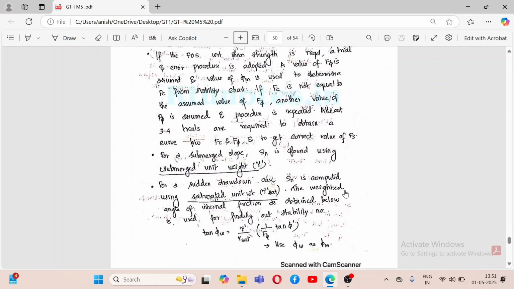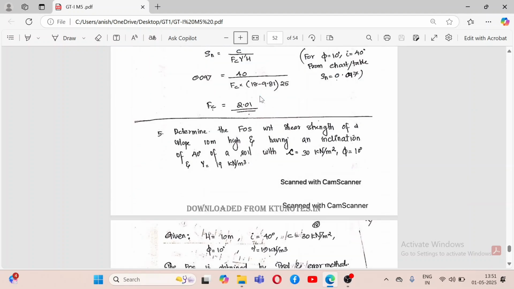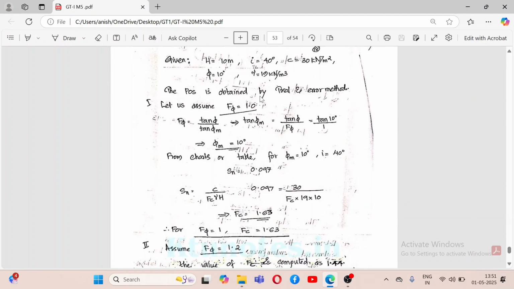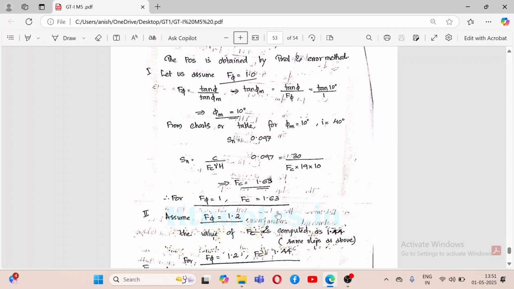Phi m is equal to 10 degrees and i is 40 degrees. As it is not given directly in the chart, you solve it by interpolation. You get the value Sn as 0.097. Then you substitute in the stability chart number formula: Sn is equal to C divided by Fc into gamma into H. So Fc, you get a value of 1.63. For Fphi equal to 1, you have Fc equal to 1.63.